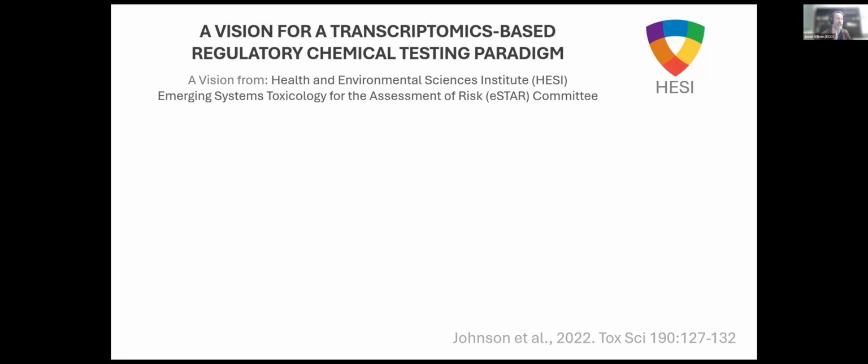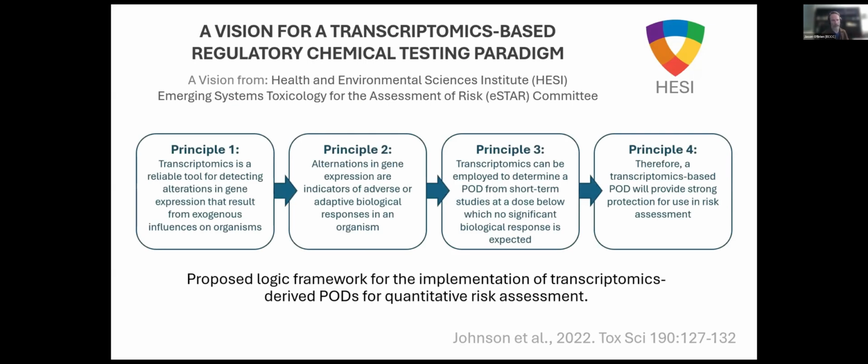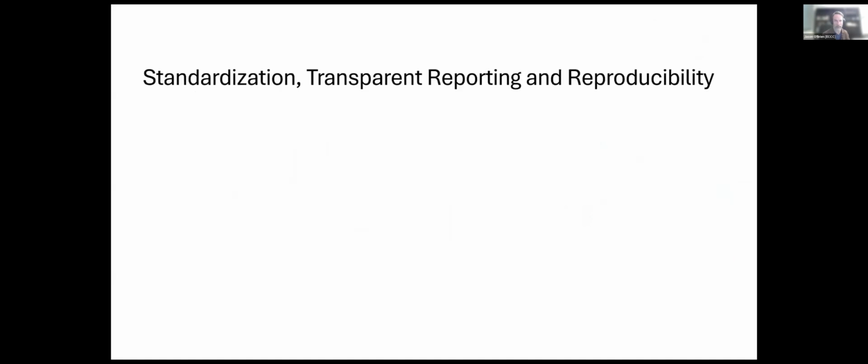In that group, we recently published a paper describing a vision for using transcriptomics in regulatory chemical testing. And in that paper, I won't go through all of the details here, but we describe a logic framework for how the evidence needs to be organized in order to support the use of transcriptomics for risk assessment. And we concluded that largely the evidence exists to support all of these principles, and transcriptomics technology is basically ready to use for regulatory applications. Of course, we'll go into more details if you're interested in this paper.